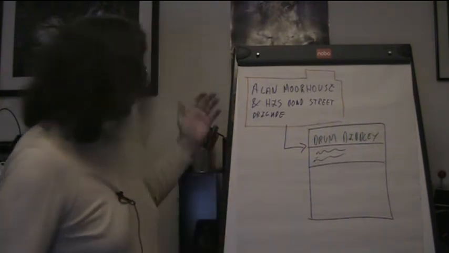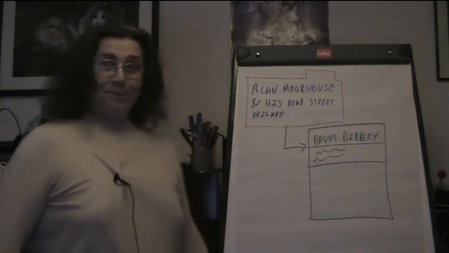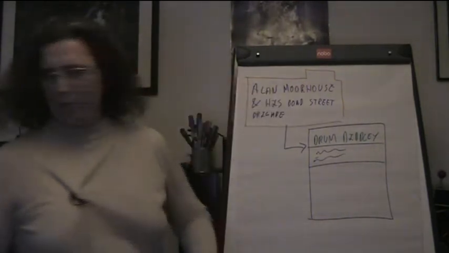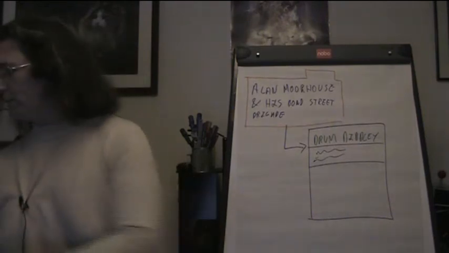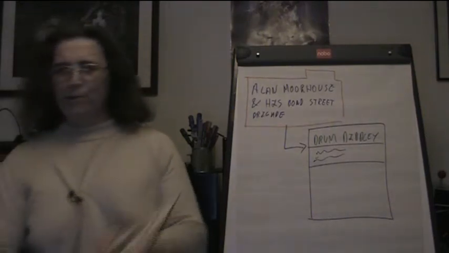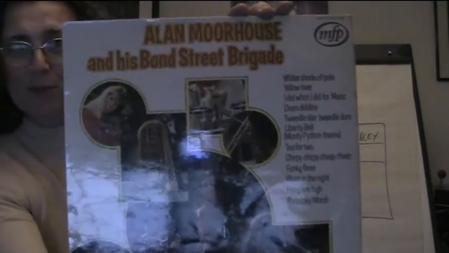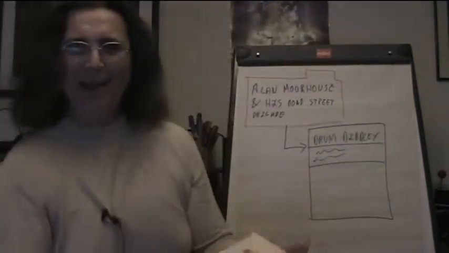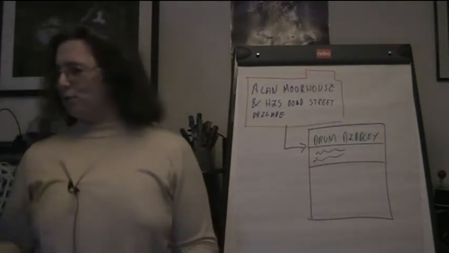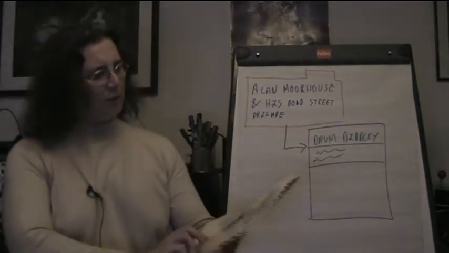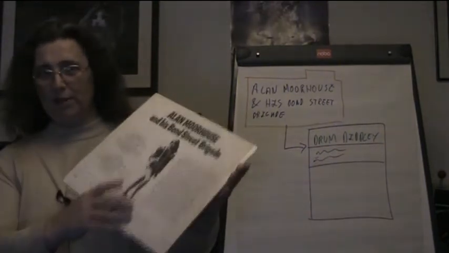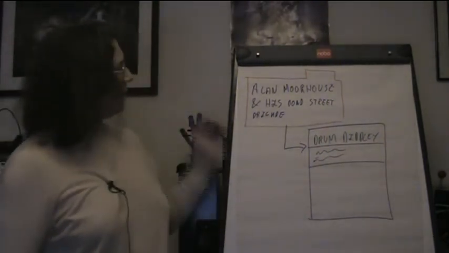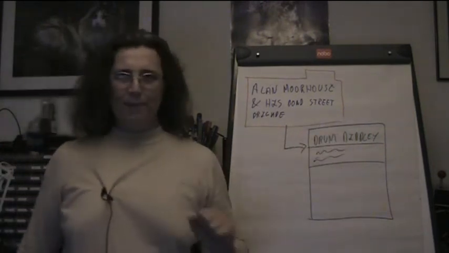Let's take, for example, this. What I'm simulating here is a folder that represents this piece of music. This is one of my favourite records, Alan Morehouse and his Bond Street Brigade. Don't rush out and buy it, because you can't. It's final and they haven't translated that one yet. And a number of tracks in there, that I've basically converted this album. I've had to digitise the bleeding thing. And this is one of the songs, Drum Diddly.